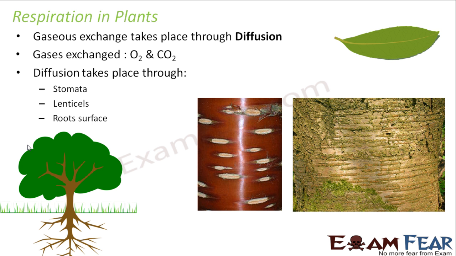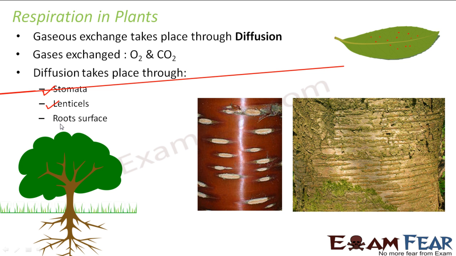Now the question is which part of the plant actually takes part in this gaseous exchange. So this diffusion takes place through stomata. I have already discussed what stomata are. They are tiny pores which are present on the surface of the leaves. So that is stomata. It can also happen through lenticels.